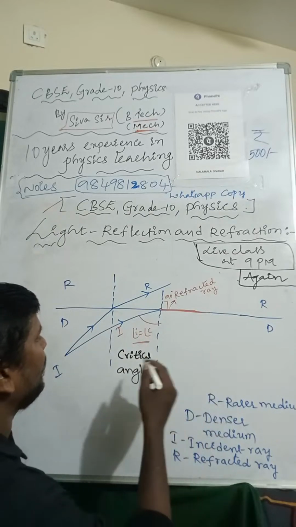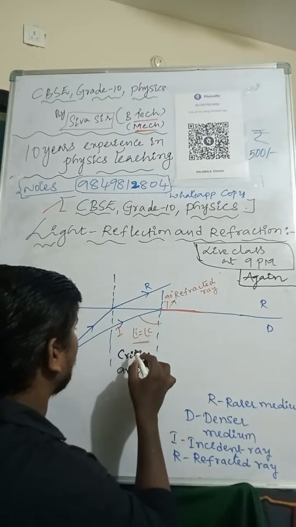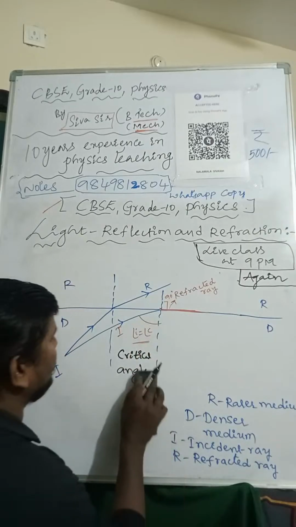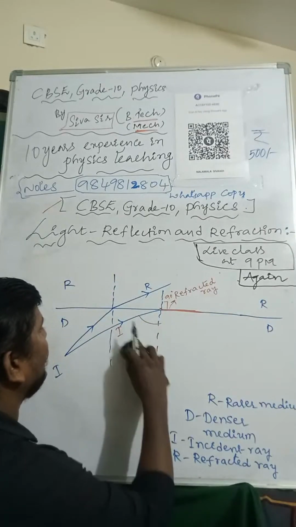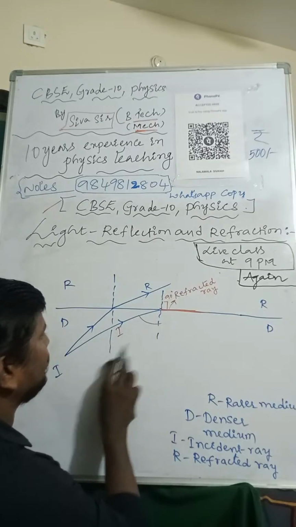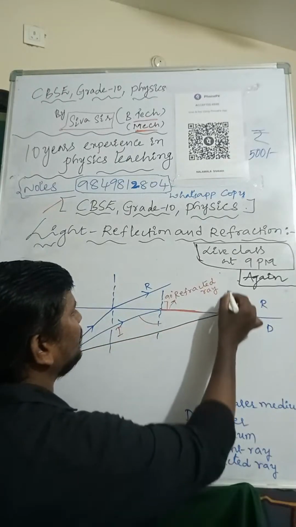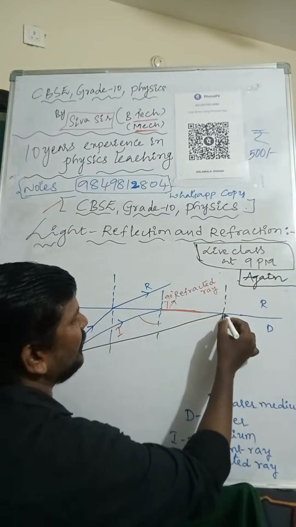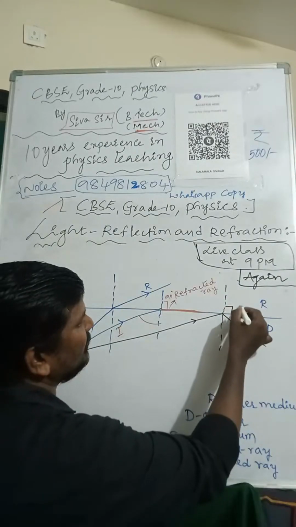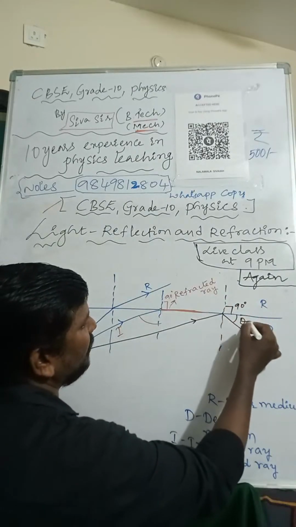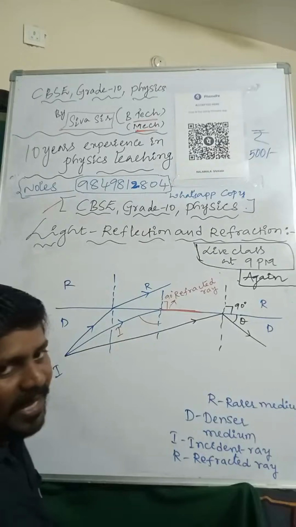That is called the critical angle. One more light ray I am taking. Here the light ray is passing from denser to rarer. If the angle of incidence is more than the critical angle, here is 90 degrees and here is theta, then the ray will be reflected back into the same medium.